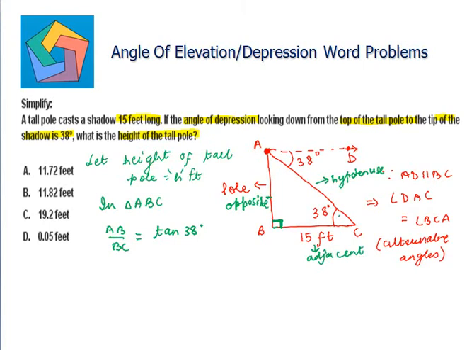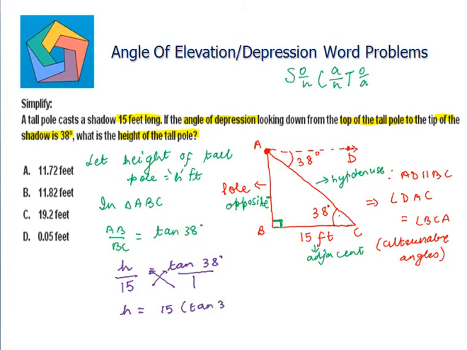And using the SOHCAHTOA rule, we have tangent theta as opposite over adjacent. So we take AB by BC as tangent 38 degrees. AB is h, which we have taken. BC is 15, given. This is equal to tangent 38 degrees, which we can see as tangent 38 by 1. Cross multiplying, we get h is equal to 15 times tangent 38 degrees.